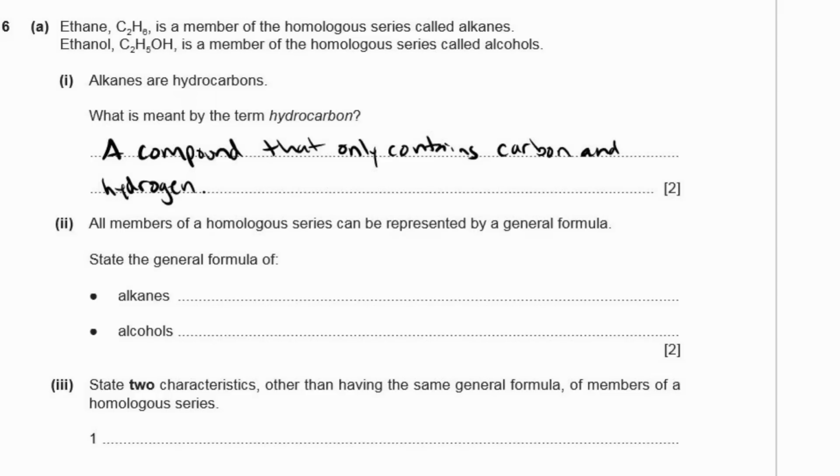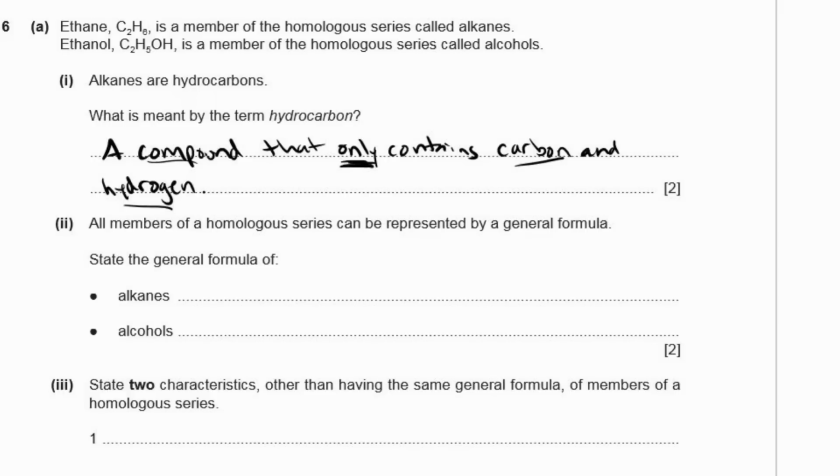So there's 4 key words in that. First of all, it's a compound, not an element. It only contains carbon and hydrogen, not anything else. That's a word that is often left out. And carbon and hydrogen, hydrocarbon, very important. So those are 4 key things that you need to remember.